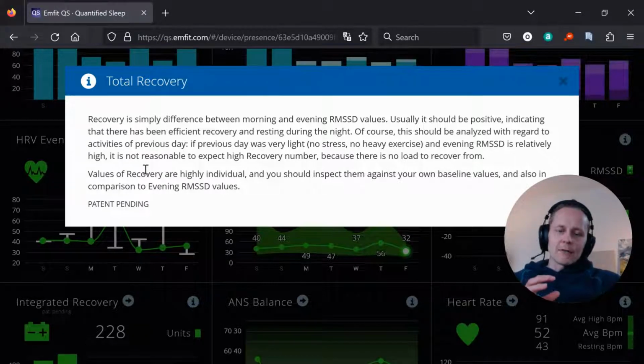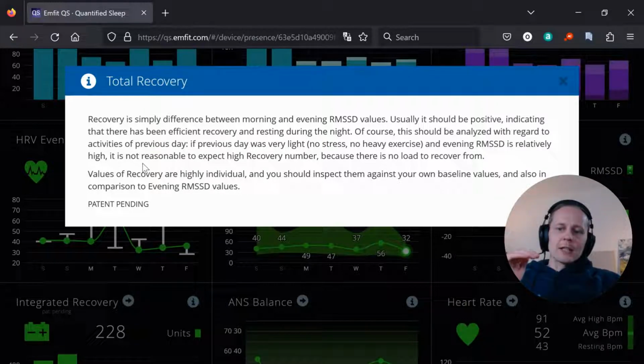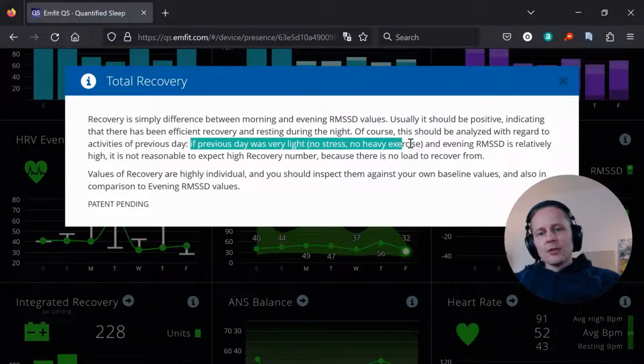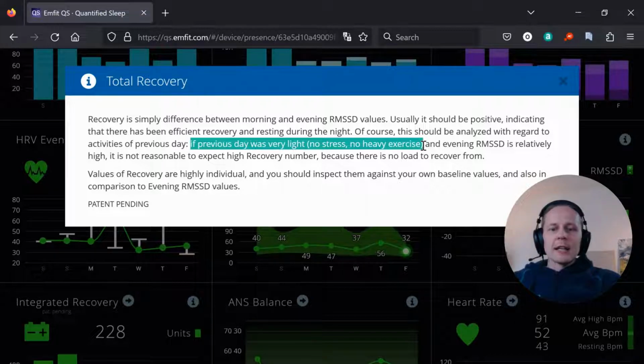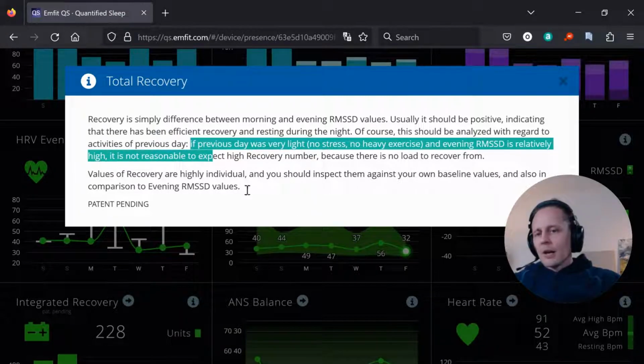If you have done, for example, hard training the day before, your RMSSD values go down because of this, and then they get higher during the recovery during the night. So you will have a high positive value. But if the previous day is very light, you don't have stress and no heavy exercise, the RMSSD is relatively high already in the night, and then you won't have a high recovery number. So you need to think about what you did the day before to interpret this value.